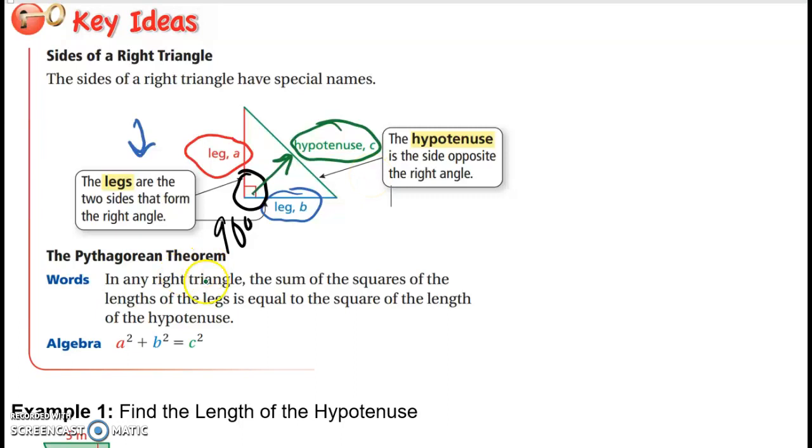And then whenever we're talking about the Pythagorean theorem, we say in any right triangle, the sum of the squares of the legs is equal to the square of the length of the hypotenuse. So that was in words, that's what it looks like as the equation. So a squared plus b squared equals c squared.